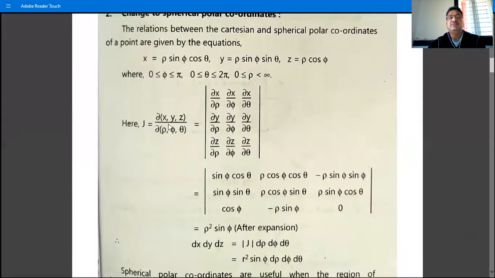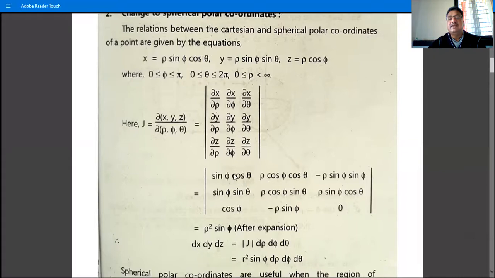So what is its Jacobian? Partial x, y, z by partial rho, phi, theta is the determinant with partial x by partial rho, partial x by partial phi, partial x by partial theta, then partial y by partial rho, partial y by partial phi, partial y by partial theta, and partial z by partial rho, partial z by partial phi, partial z by partial theta as the third row. Now the derivative of x with respect to rho is sin phi cos theta. With respect to phi, the derivative of sin phi is cos phi, so rho cos phi cos theta. And partial x by partial theta is minus rho sin phi sin theta.